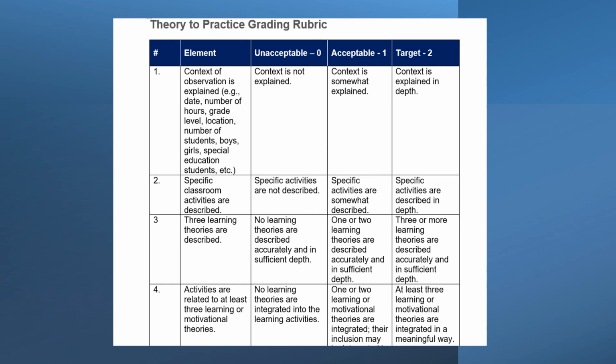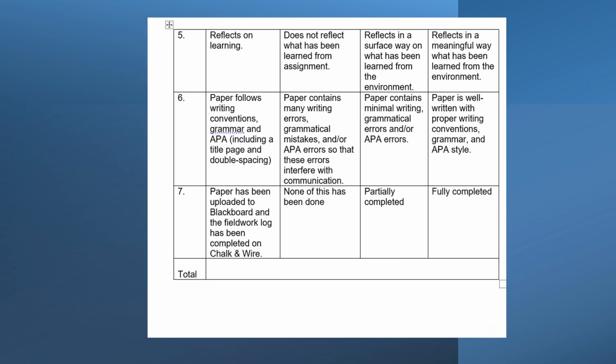Here's how your assignment will be graded. You can see the rubric in the file that contains the instructions. Look at the end for the rubric. The context, specific classroom activities, 3 learning theories are described, activities are related to the theories. You'll also be graded on whether you reflect on your learning, whether you have correct writing conventions and APA format, and whether your paper has been uploaded to Blackboard and the fieldwork form has been completed on Chalk and Wire.